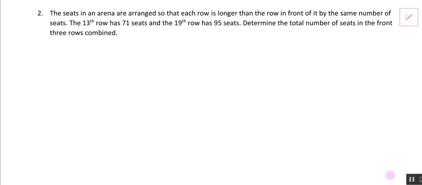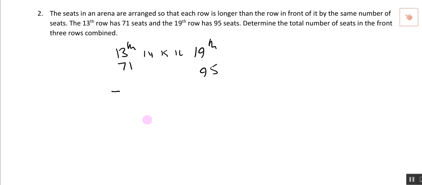Okay. Next one. So this is what I was saying. If the 13th row is 71 and the 19th row is 95, using our formula and just thinking, we could say 14th, 15th, we could make the spaces, but basically to get from the 13th to the 19th row, we have to add on 6 lots of whatever we add on. Okay? And that's part of the problem, isn't it? Figuring out what gets added on. But 71 plus 6 lots of whatever that is equals 95.